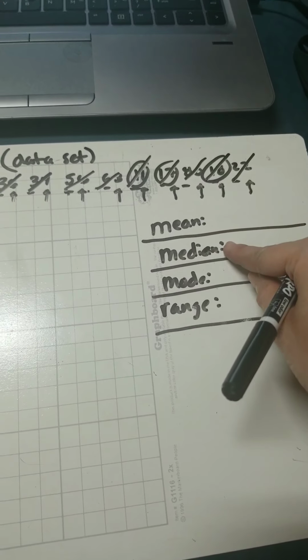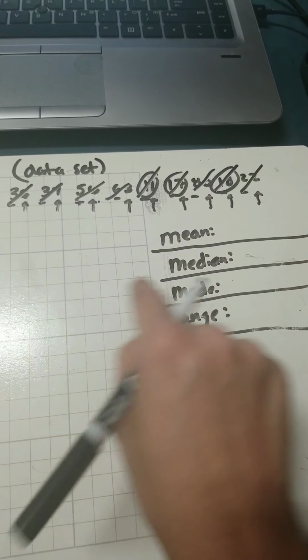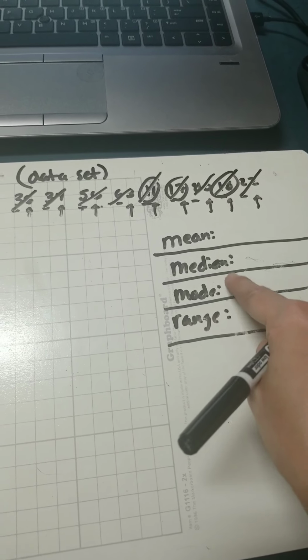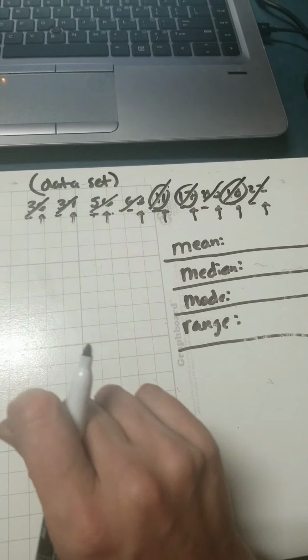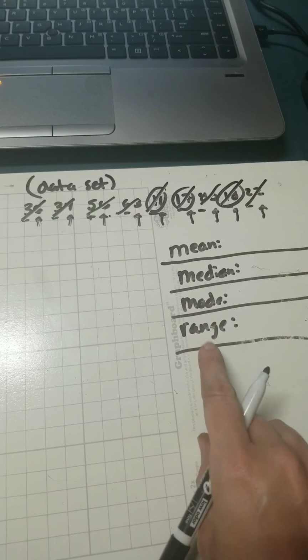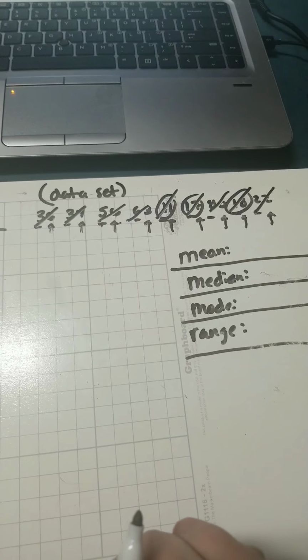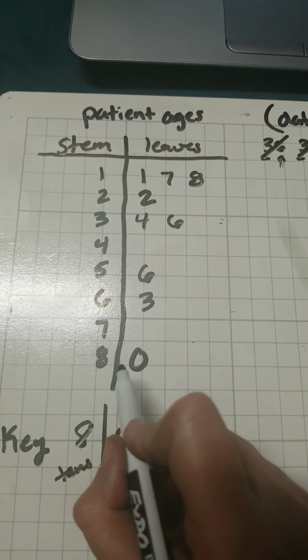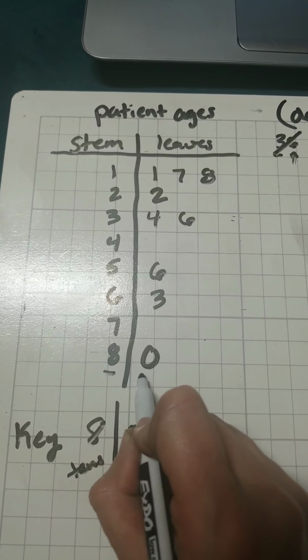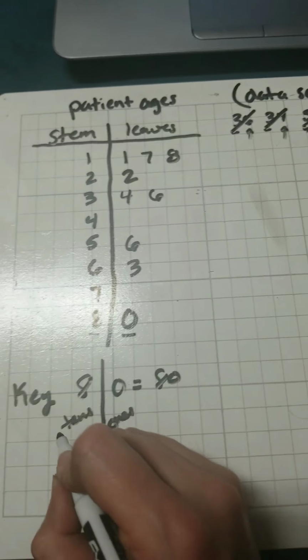The median is the number in the middle when you put the numbers in order from least to greatest. Your mode is the number that appears the most often in your data set, and then your range is the difference between the largest value and the smallest value. So the largest value is always the very last leaf and the very last stem, so our largest number is 80.